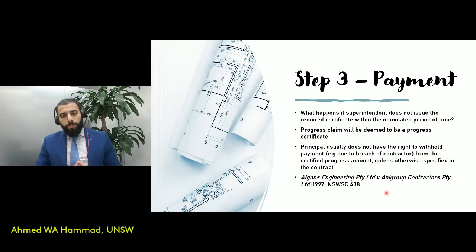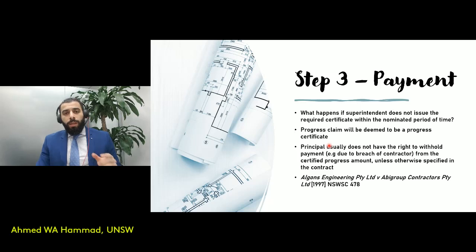Another important question is, what happens when the superintendent does not issue the required certificate within the nominated period of time in the contract? So remember, in AS4000, we said that the nominated period of time was 7 days. So what happens if the superintendent does not issue the certificate within that period of time? Well, in this instance, the progress claim itself will be deemed to be a progress certificate. And the principal would still have to pay the amount. Even if they don't have the certificate, they have to pay the amount.